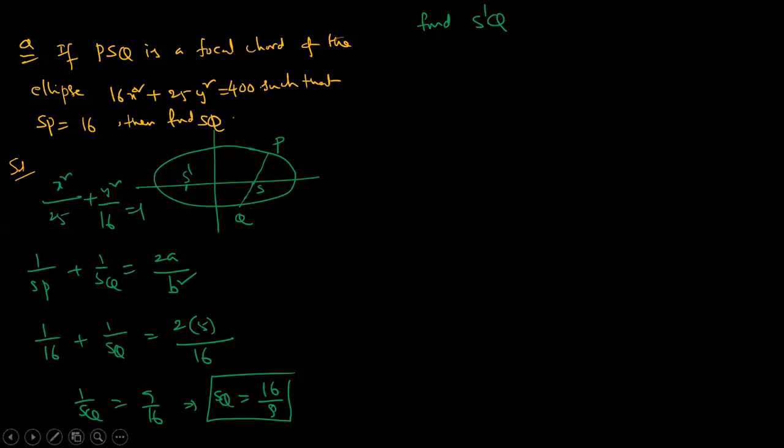Sadhguru Charan, is a negative value possible? Not possible. Only 16 by 9 is coming, not minus. Good. So how to find S dash Q, anyone? Property. So we know that, yeah. Good. SP plus S dash Q is how much, anyone? That is the definition of the ellipse. 2a is how much, dear students?